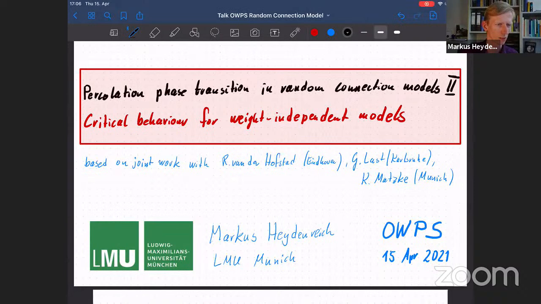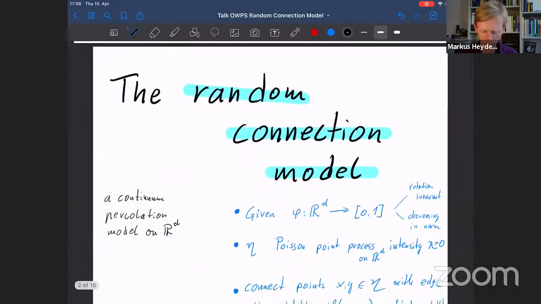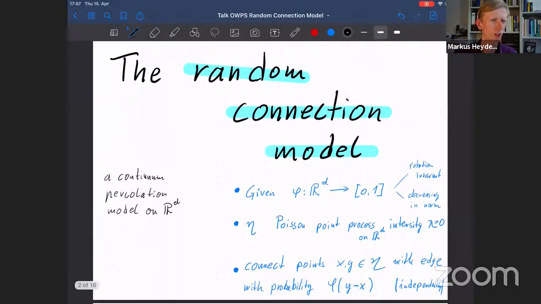So a short recap is not really necessary, but I thought it's nevertheless good to say what's the object that we're studying, the random connection model, and you should think of that as being now weight independent in the sense that the weight is gone. And then this could be viewed as a continuum version of long range percolation, if you like, or continuum percolation model. So we have this function phi, it's the same function phi as before.